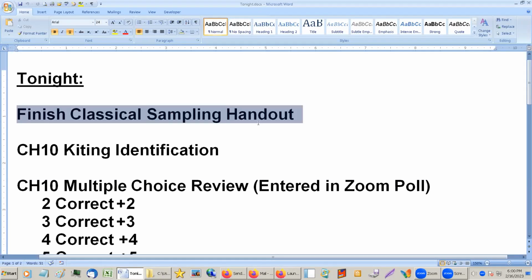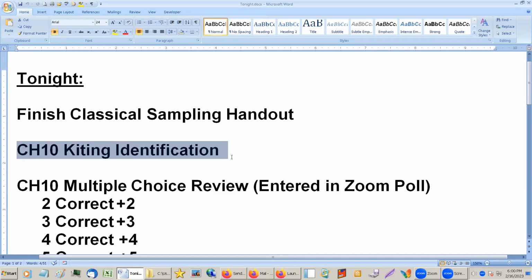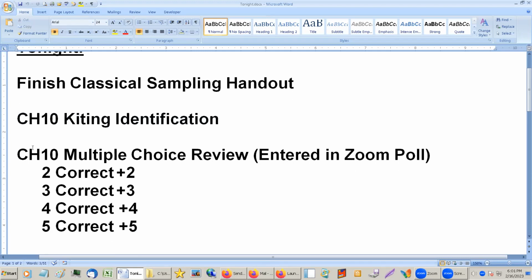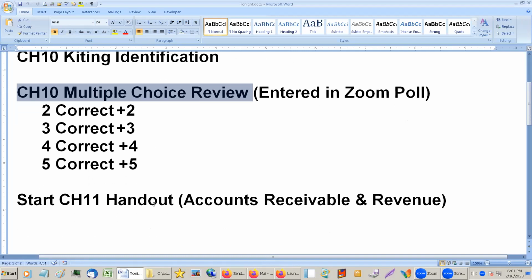Okay, tonight: finish the classical sampling handout. I think I gave you guys one for homework. I'll just put that up in a second here. Second one is we're going to do a little bit more on the kiting. It can be a little bit confusing, and sometimes it's given in different formats. So we'll take a look at that one. Multiple choice review. We'll talk about that when we get to it, and then we'll start chapter 11.